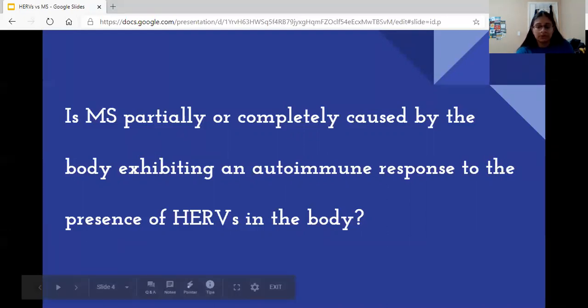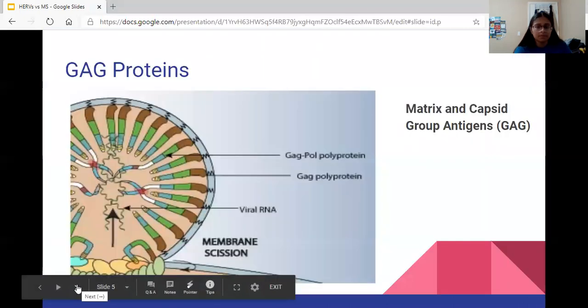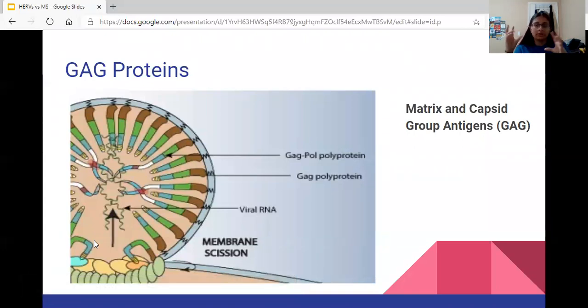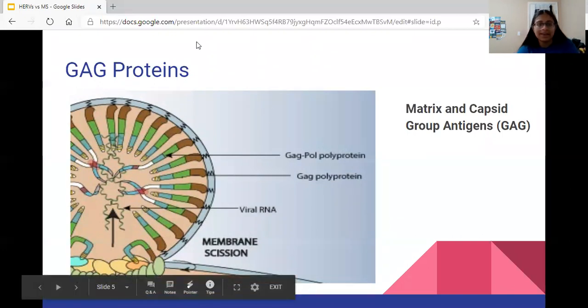So now we're going to be going a bit further into detail about viruses and retroviruses in general. We're going to be going over two specific terms, GAG proteins and ENV proteins, because they're going to be crucial to the research that I talk about later. So firstly, let's start off with GAG proteins.